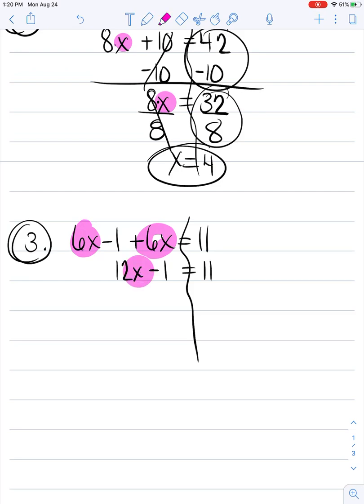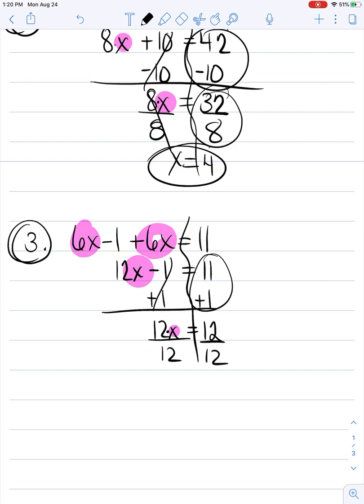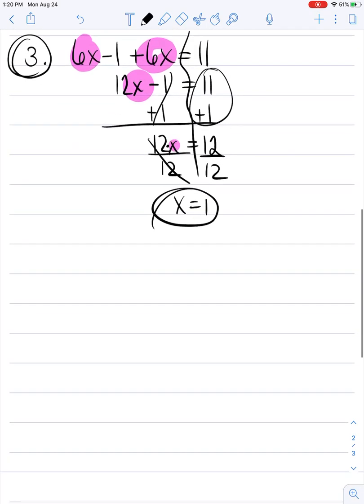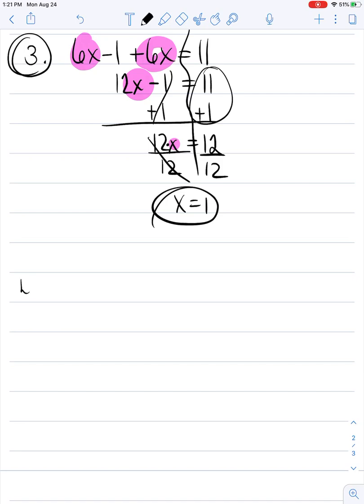I find my side with the variable. So I have times 12 and minus 1. So first I want to add 1 to both sides. So I'm left with 12x equals 12, because 11 plus 1 is 12. I still have a number on the side with the letter or the variable, so the opposite of times 12 is to divide both sides by 12. So x equals 1. That's the solution to that equation.